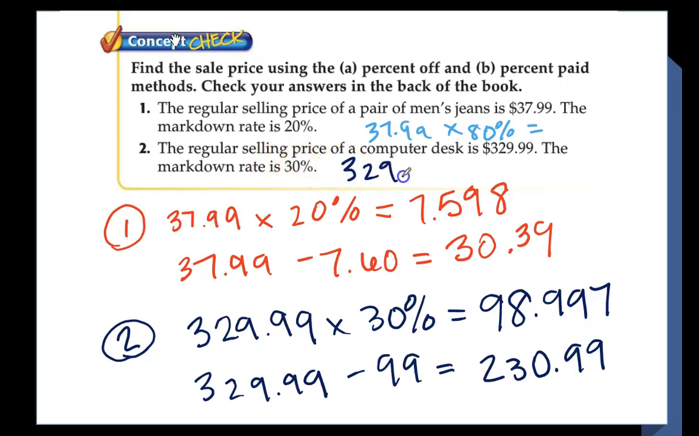Take $329.99 times 70. And you will just get your answer, and you won't have to do 2 steps. Okay? So whichever way works best for you, you should go on and do the practice.